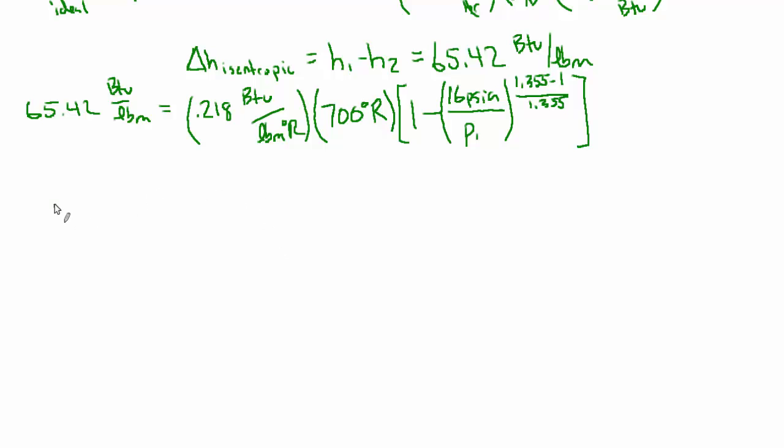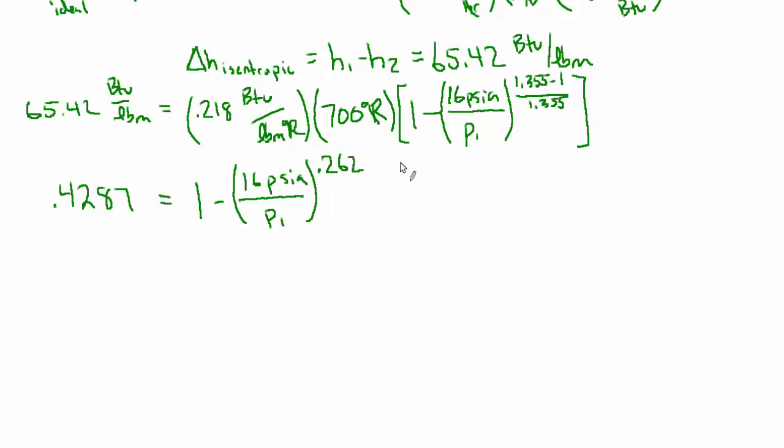I get 0.4287, and being a little sloppy with units here, but the Rankine goes away, and then the BTU per pound divides away with that. So we actually end up unitless at this point in time. And on the right side, we have 1 minus 16 psia over P1, and that's raised to 0.262. I've simplified this. Now we can subtract this on the right and add that over. So we end up with 0.5713 equals (16 over P1) to the 0.262.